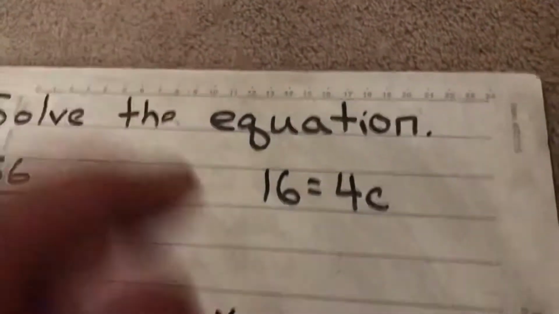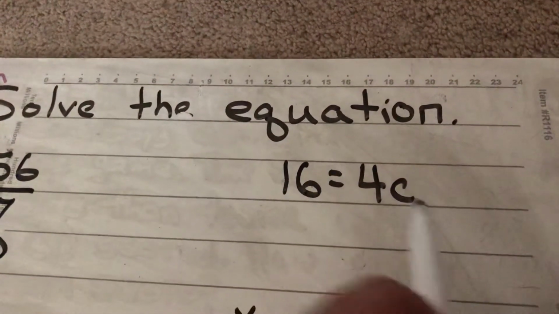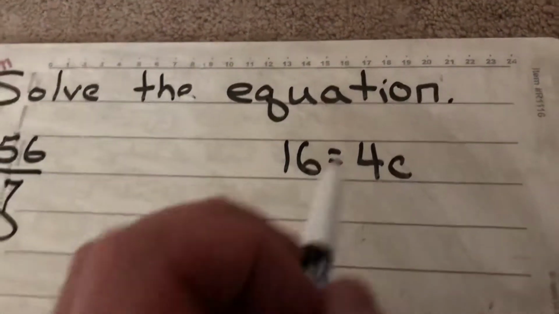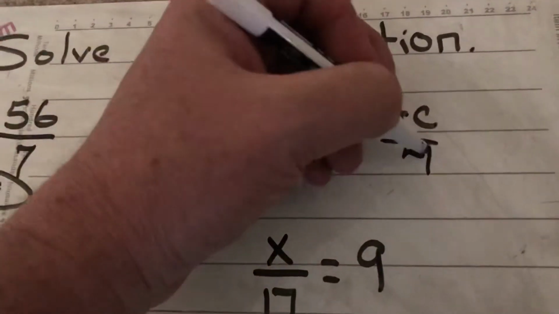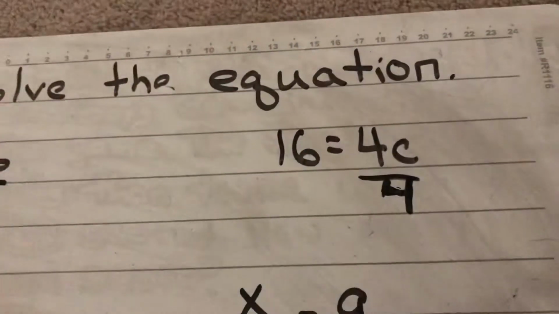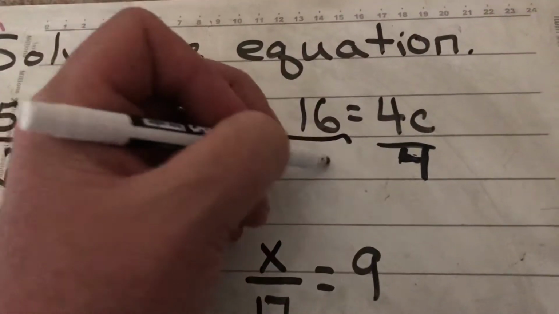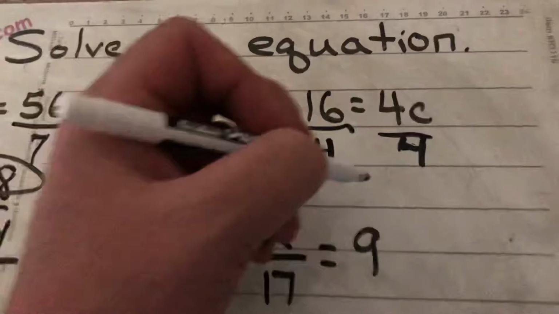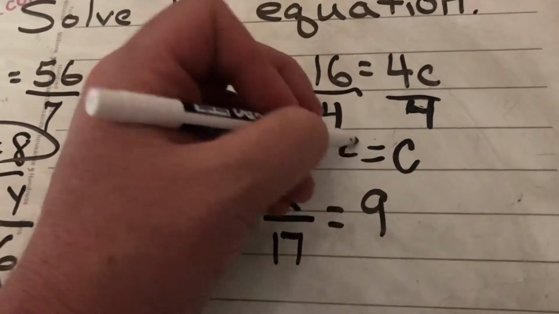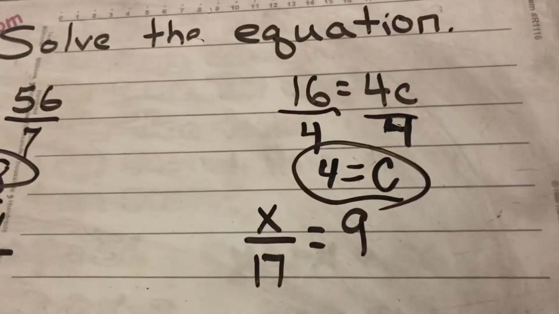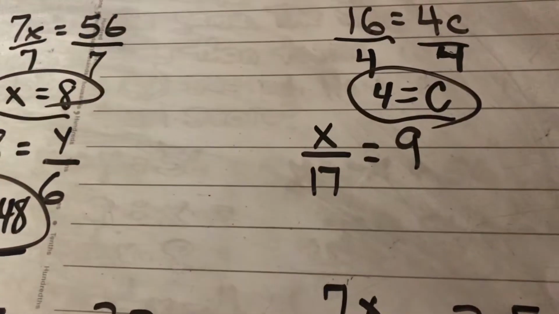Moving right along. 16 equals 4c. Well, this is a multiplication problem. A number right next to a variable is multiplication. So I'm going to divide by 4 on both sides. That's going to leave me with c by itself. 16 divided by 4 is 4. c equals 4.